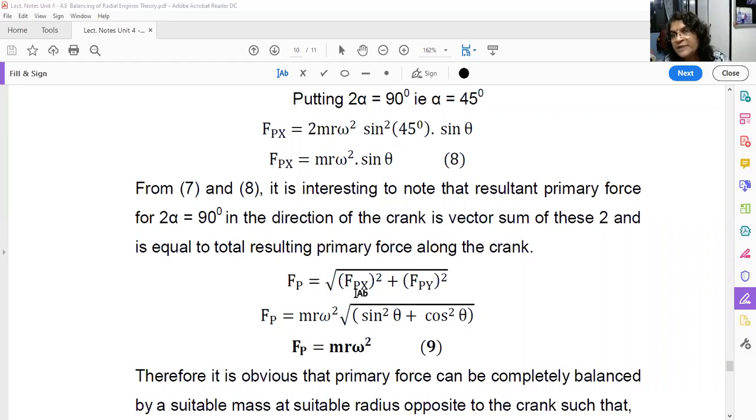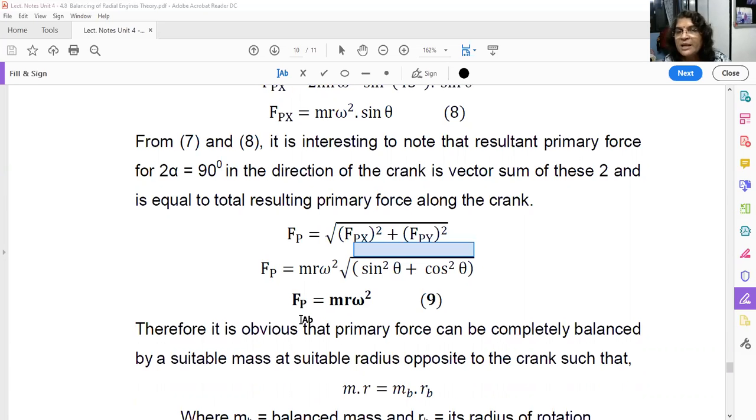And what is remaining inside the square root? Sine square theta plus cos square theta. You know it is 1. So the primary unbalanced force, the total primary unbalanced force, is simply mr omega square.